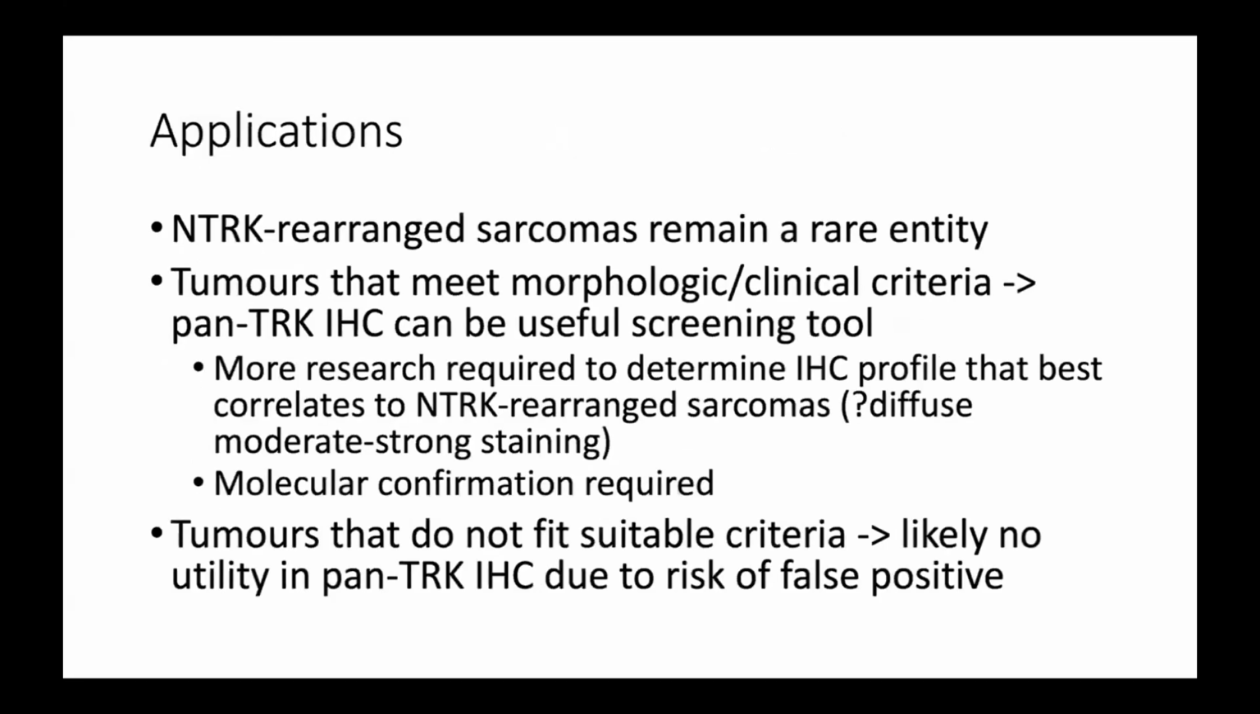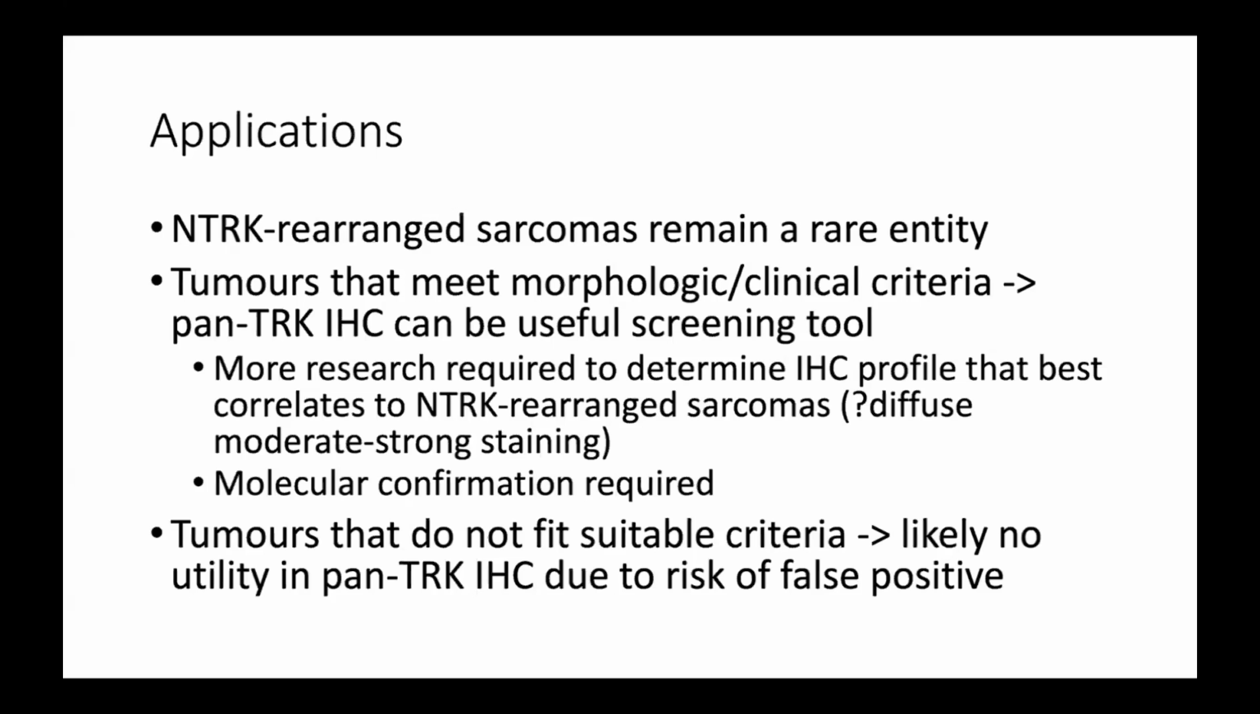So for day-to-day, NTRK rearranged sarcomas do still remain a rare entity. I think that for tumors that meet the morphological and clinical criteria, pan-TRK IHC can be a useful screening tool. At the moment, there's no cutoff for when to truly suspect or what to count as positive or likely to be an NTRK rearranged sarcoma. So I think more research is needed to determine the IHC profile, whether it's diffuse, moderate to strong staining, as was found in this study. And then I think regardless, you probably still need molecular confirmation. So if your pan-TRK IHC is positive, you need molecular confirmation.